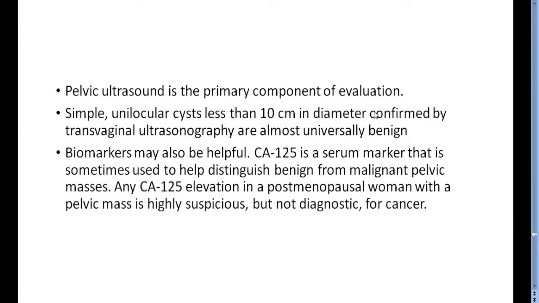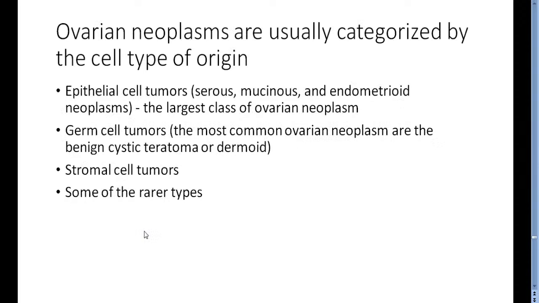Pelvic ultrasound is the primary component of evaluation. Simple unilocular cysts less than 10 centimeters in diameter confirmed by ultrasound are almost universally benign. Blood biomarkers may be helpful. For example, CA125 is a serum marker that is sometimes used for distinguishing benign or malignant pathology. Any CA125 elevation in postmenopausal women with a pelvic mass is highly suspicious for cancer, but not 100% diagnostic.